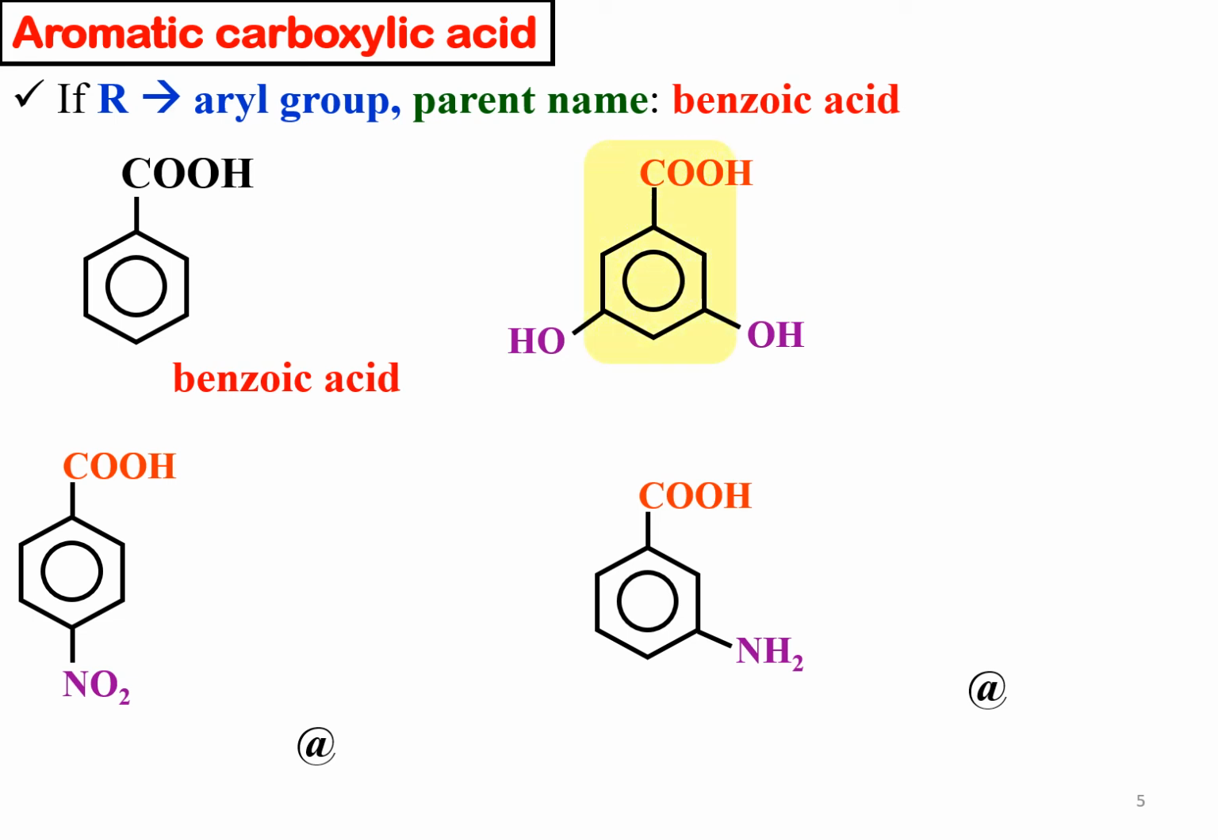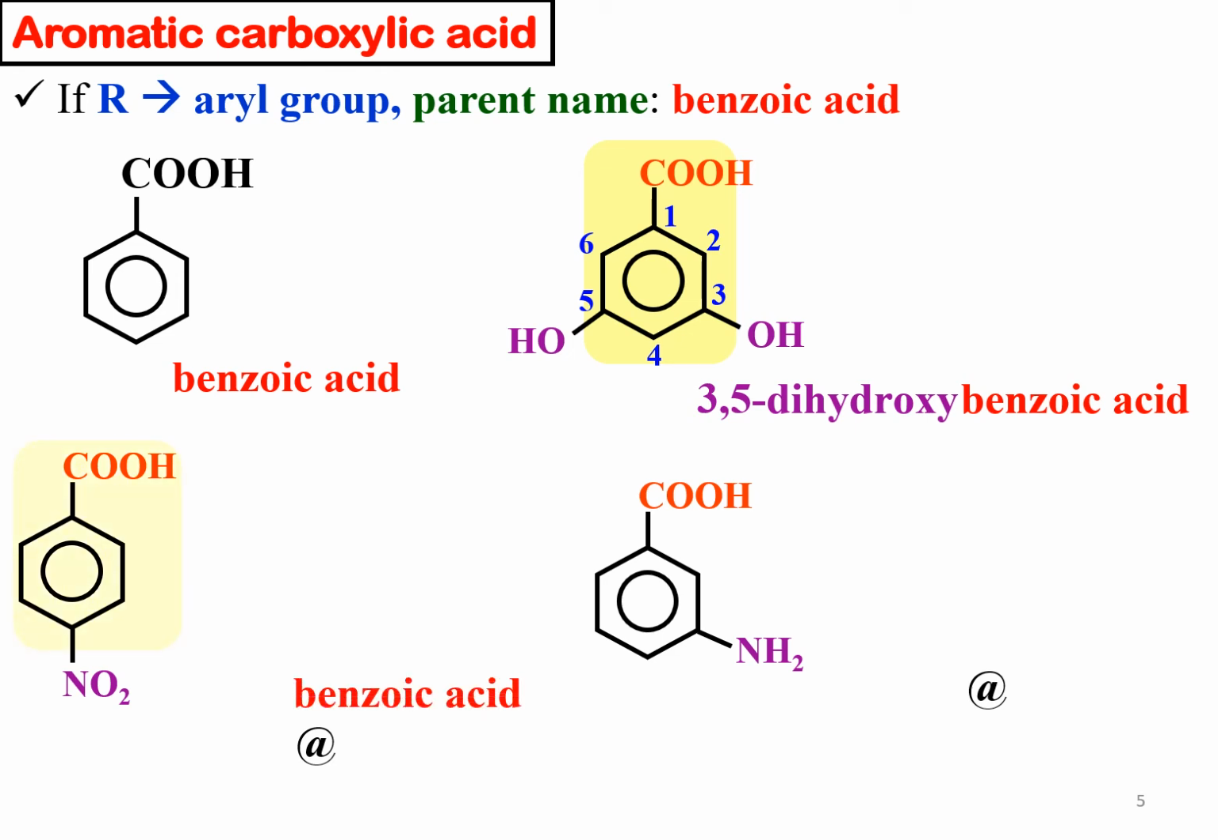Then you have 2 hydroxyl groups attached to carbon 3 and 5. So benzoic acid is the parent name: 3,5-dihydroxy benzoic acid. You can see the priority is also given to the COOH. Then you have NO2, which is nitro, attached to carbon 4. So it's called 4-nitrobenzoic acid, or can be called para-nitrobenzoic acid. We already learned this in the chapter on aromatic compounds.